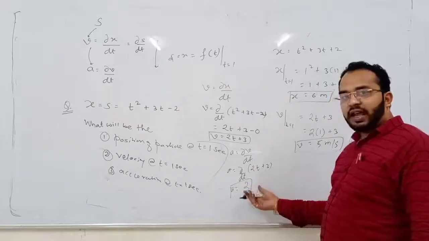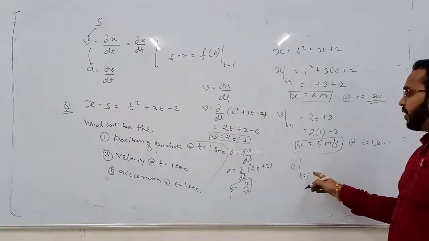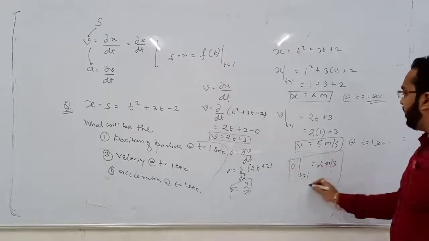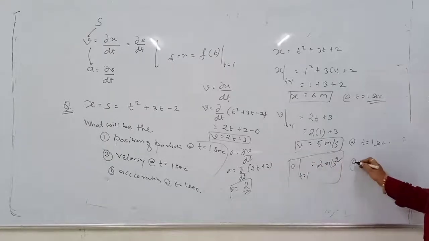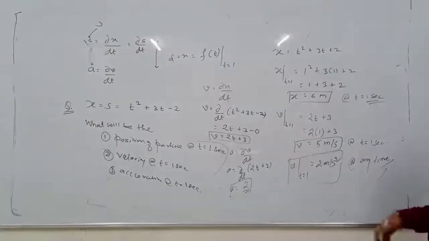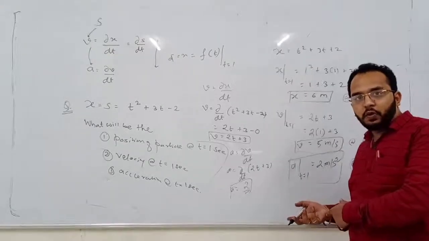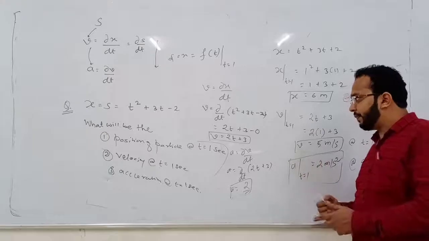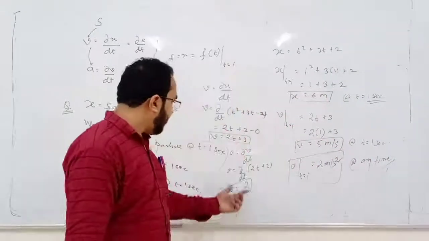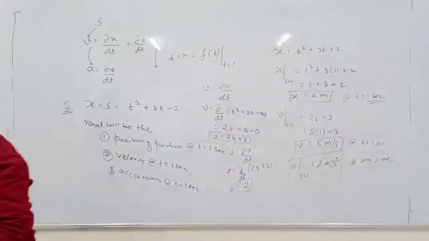So see, the acceleration is independent of time. Whatever the time, whether 1, 2 or 3, the acceleration is constant. It is independent of time: 2 meters per second square at any time. At t is equal to 1 second, the answer will be the same. At any time the acceleration will be the same because it is independent of time in this particular question.